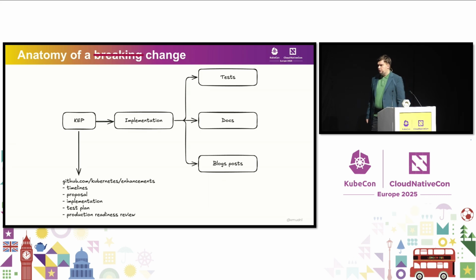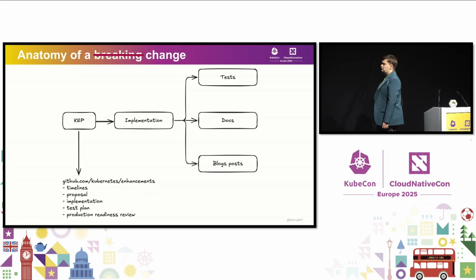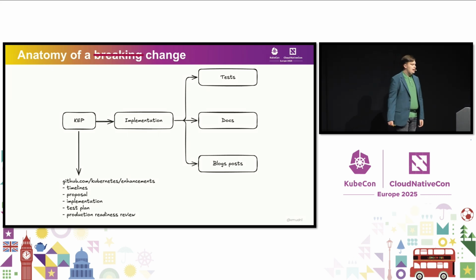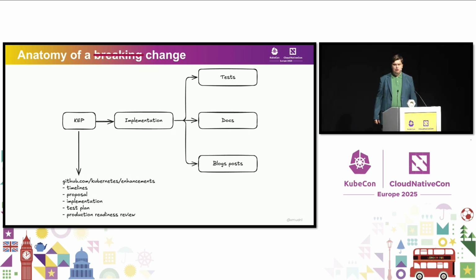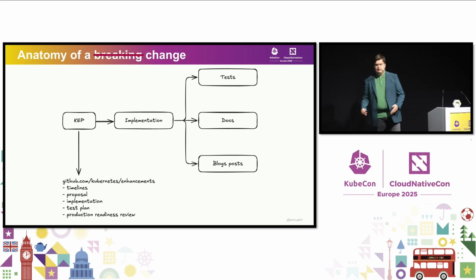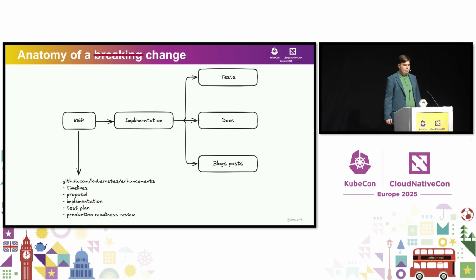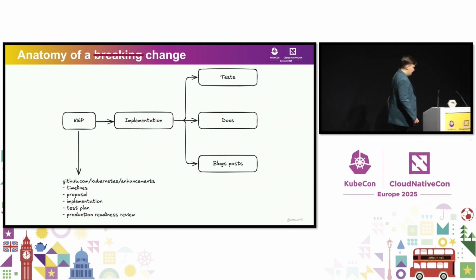Any change in the Kubernetes project, especially a significant one, has to start with a proposal, something that we call the Kubernetes Enhancement Proposal, or in short, KEP. The KEPs live on GitHub in the Kubernetes/enhancements repository, and it's a pretty long and detailed document that contains things like the timelines, the proposal itself, the motivation, any alternatives that were considered, the implementation, the test plan, and in the end, something called the production readiness review.